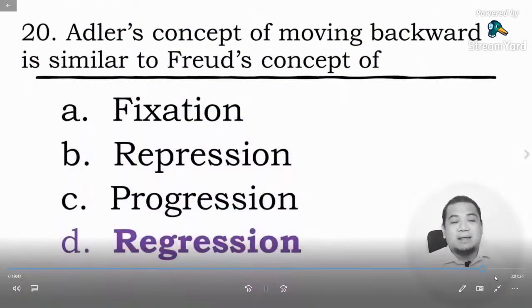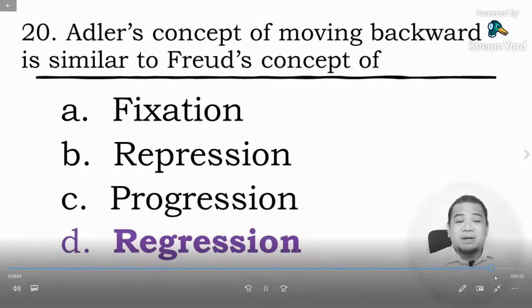And number 20. Adler's concept of moving backward is similar to Freud's concept of regression. Moving backward is a tendency to safeguard one's fictional goal of superiority by psychologically reverting to a more secure period of life.